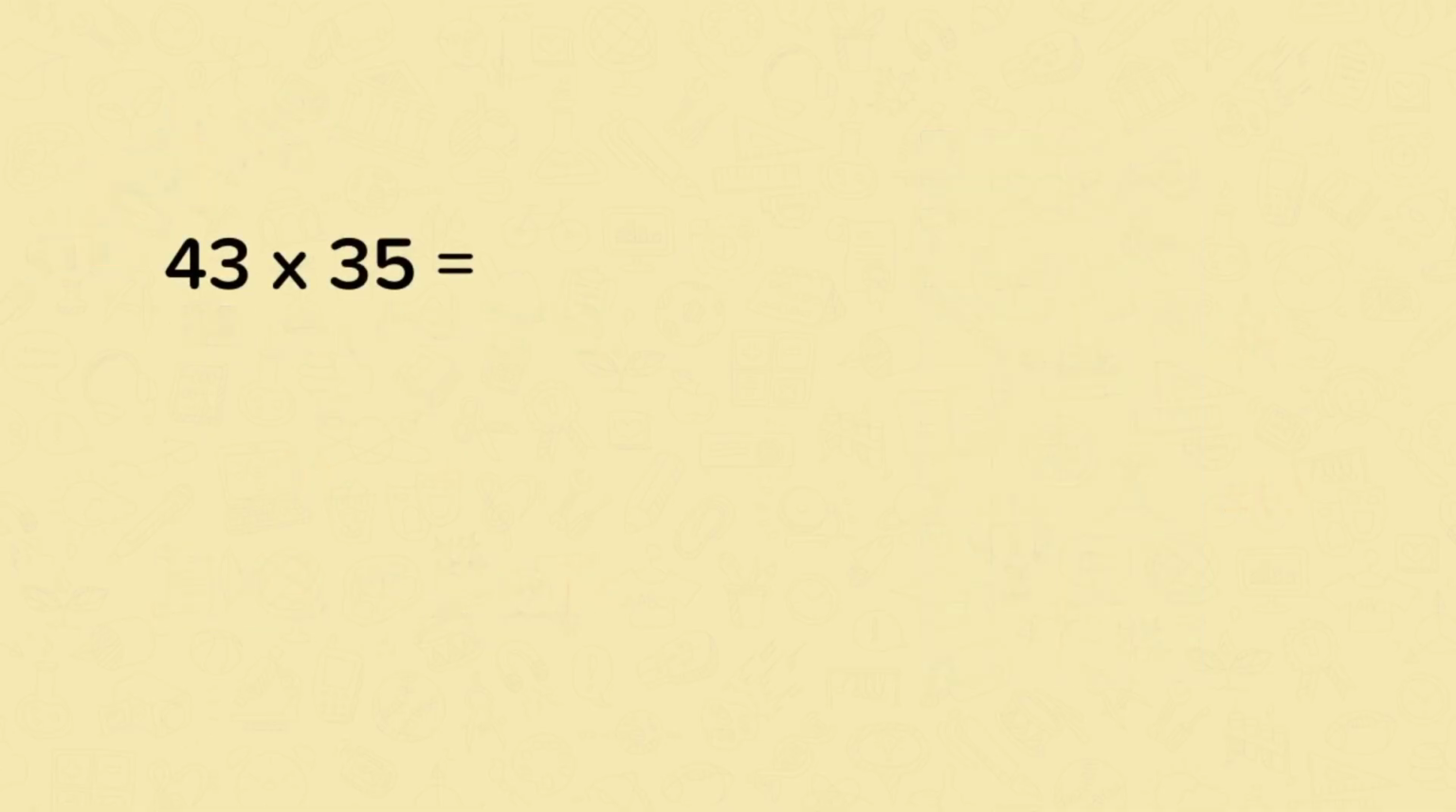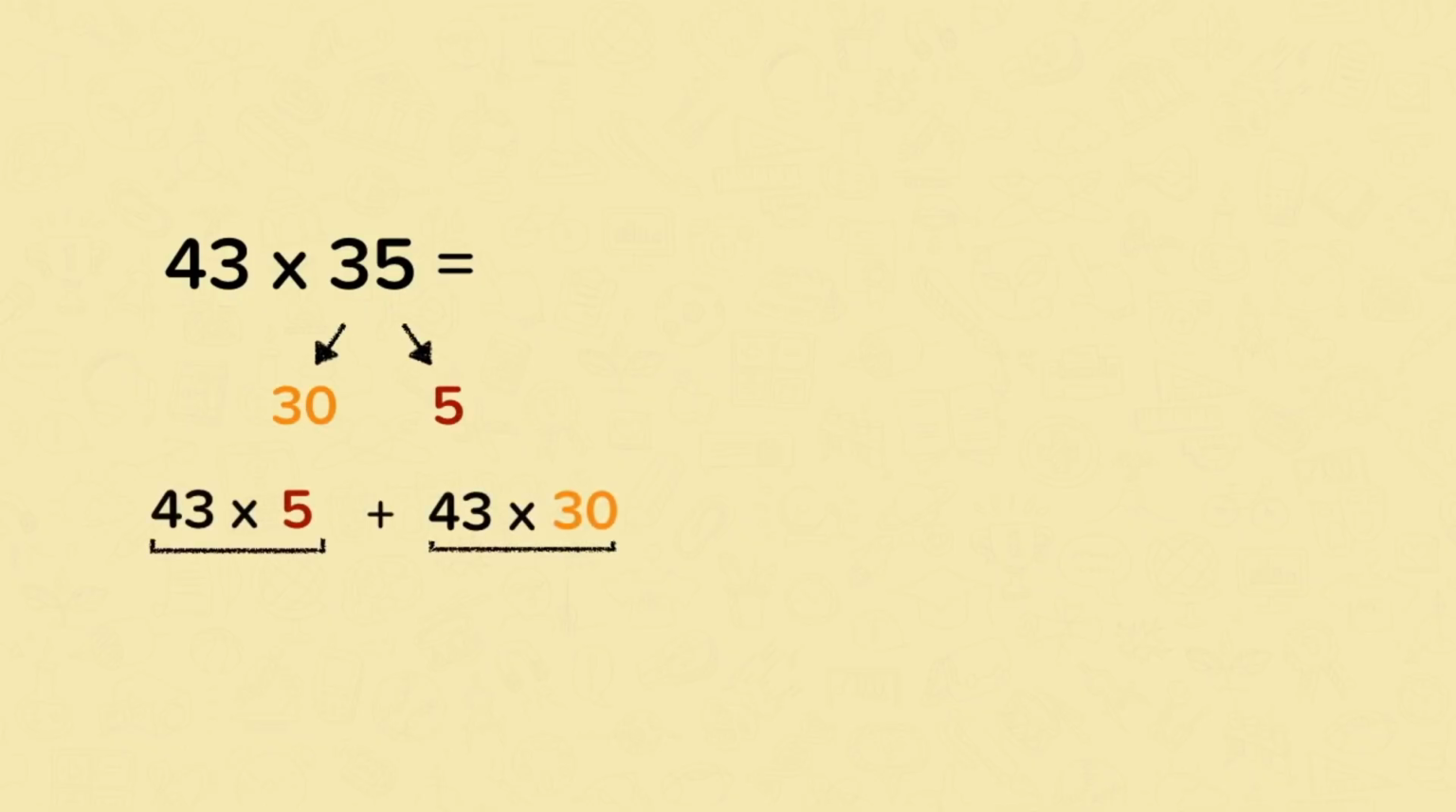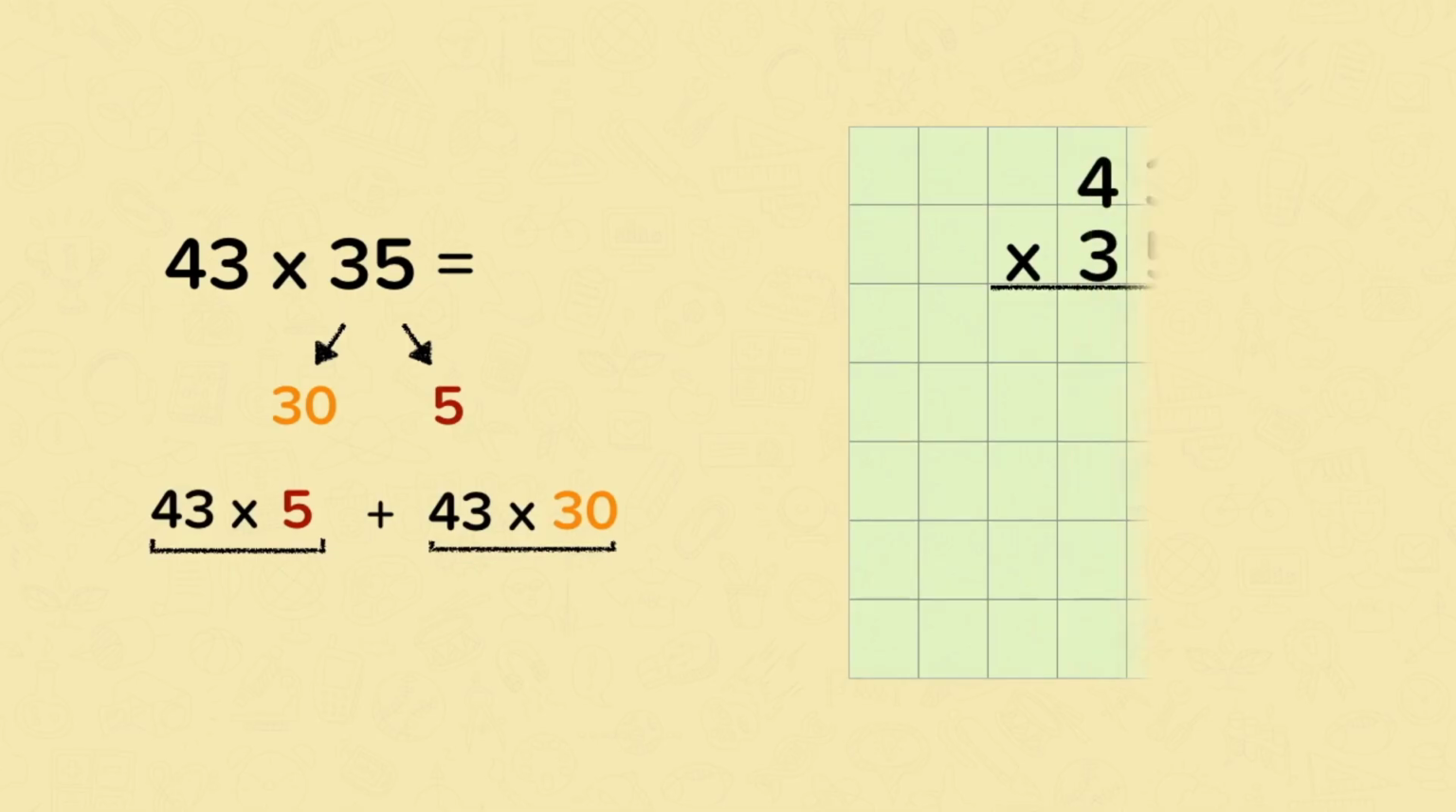Let's look at an example where there is more than one 10. 43 times 35. First, partition 35 into 30 and 5 to get 43 times 5 and 43 times 30. Next, work out 43 times 5. For the ones, 3 times 5 equals 15. Exchange the 1 from 15 into the tens place. For the tens, 4 times 5 equals 20. Add the exchanged 1 to get 21.